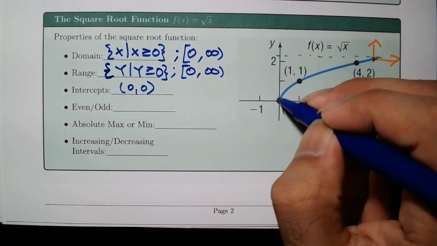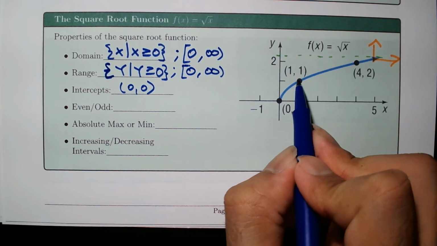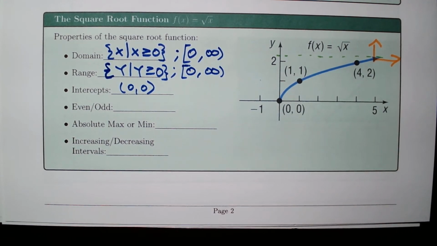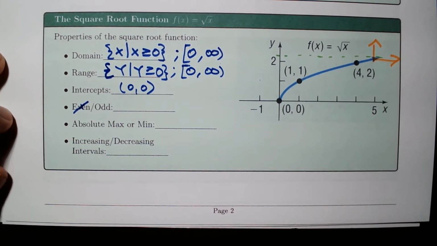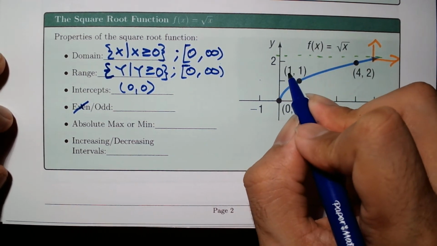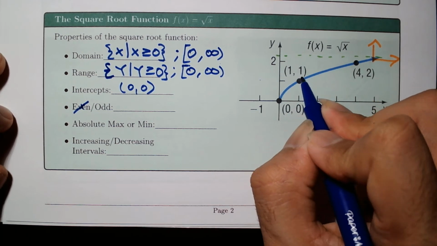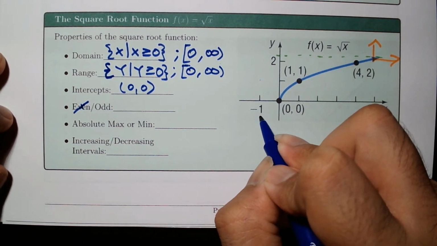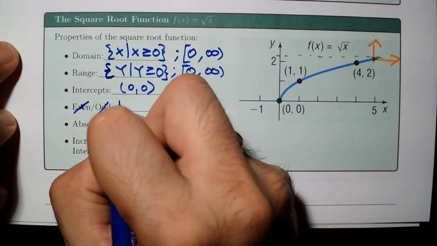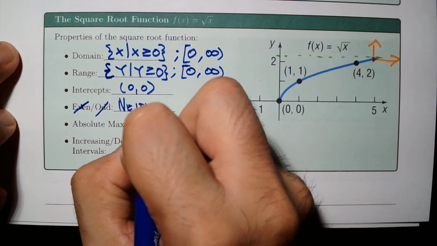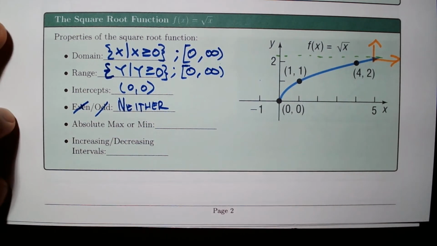Well, in this case, let's see. Symmetry about the y-axis. Do you see this point reflected on the other side? Well, there's nothing. Do you see this point reflected on that side? Well, there's nothing. So in this case, it's not even. So we can cross that out. What about odd? Is this function symmetric about the origin? In other words, if I change the sign, -1, -1, do we get another point over here? Well, we don't get that either. So in this case it's neither even nor odd.